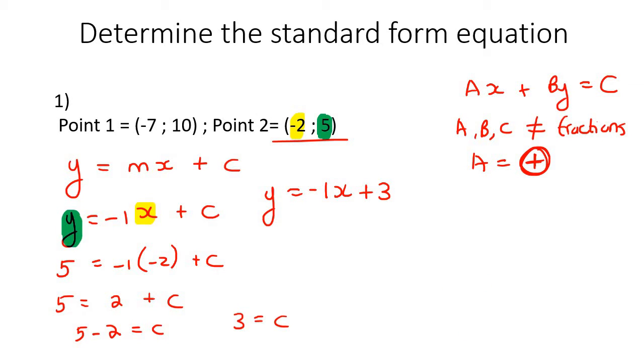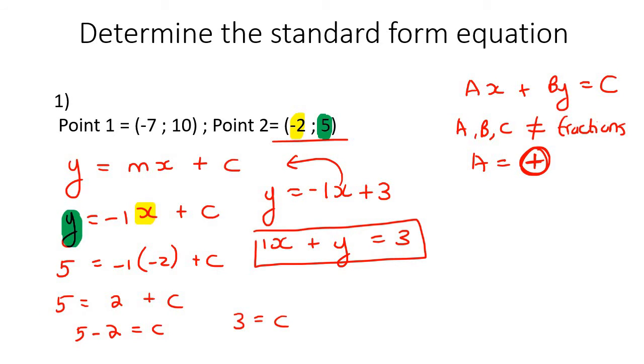And so all that we need to do now is just take this and put it into standard form. So I'm going to take this negative 1x to the right, where it'll become positive, like that. And so here we have standard form, where we've got the x and the y on the left. The x's are positive, and there's no fractions.